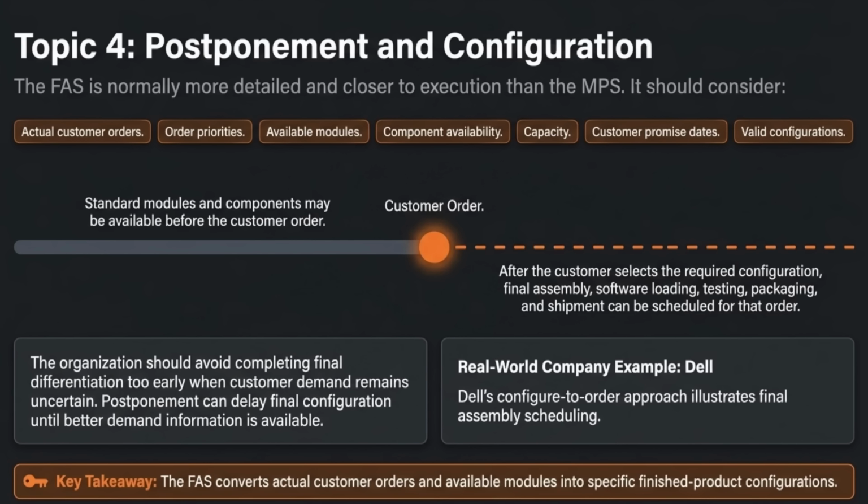Real-world company example, Dell. Dell's configured-to-order approach illustrates final assembly scheduling. Standard modules and components may be available before the customer order. After the customer selects the required configuration, final assembly, software loading, testing, packaging, and shipment can be scheduled for that order. CPIM key takeaway. The FAS converts actual customer orders and available modules into specific finished products.